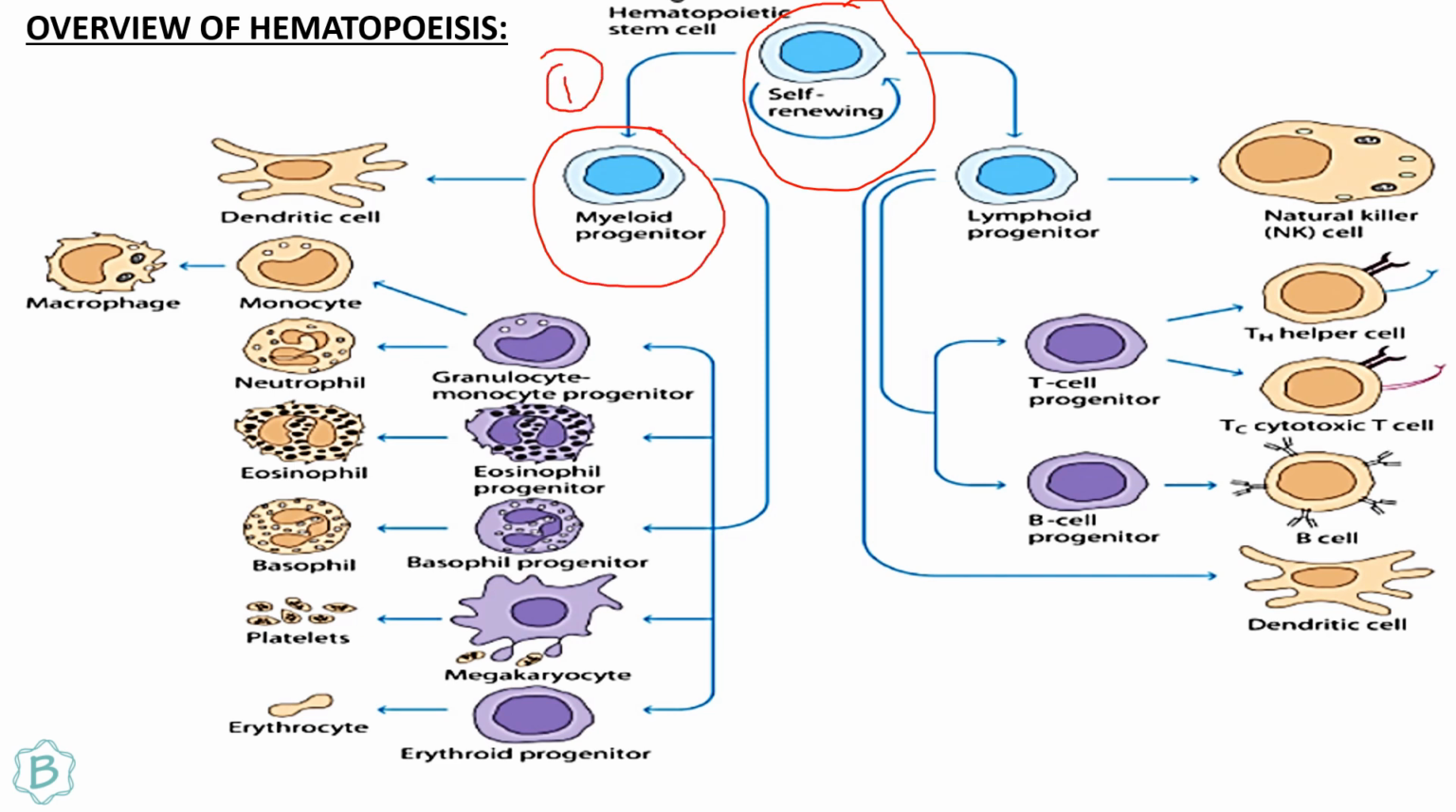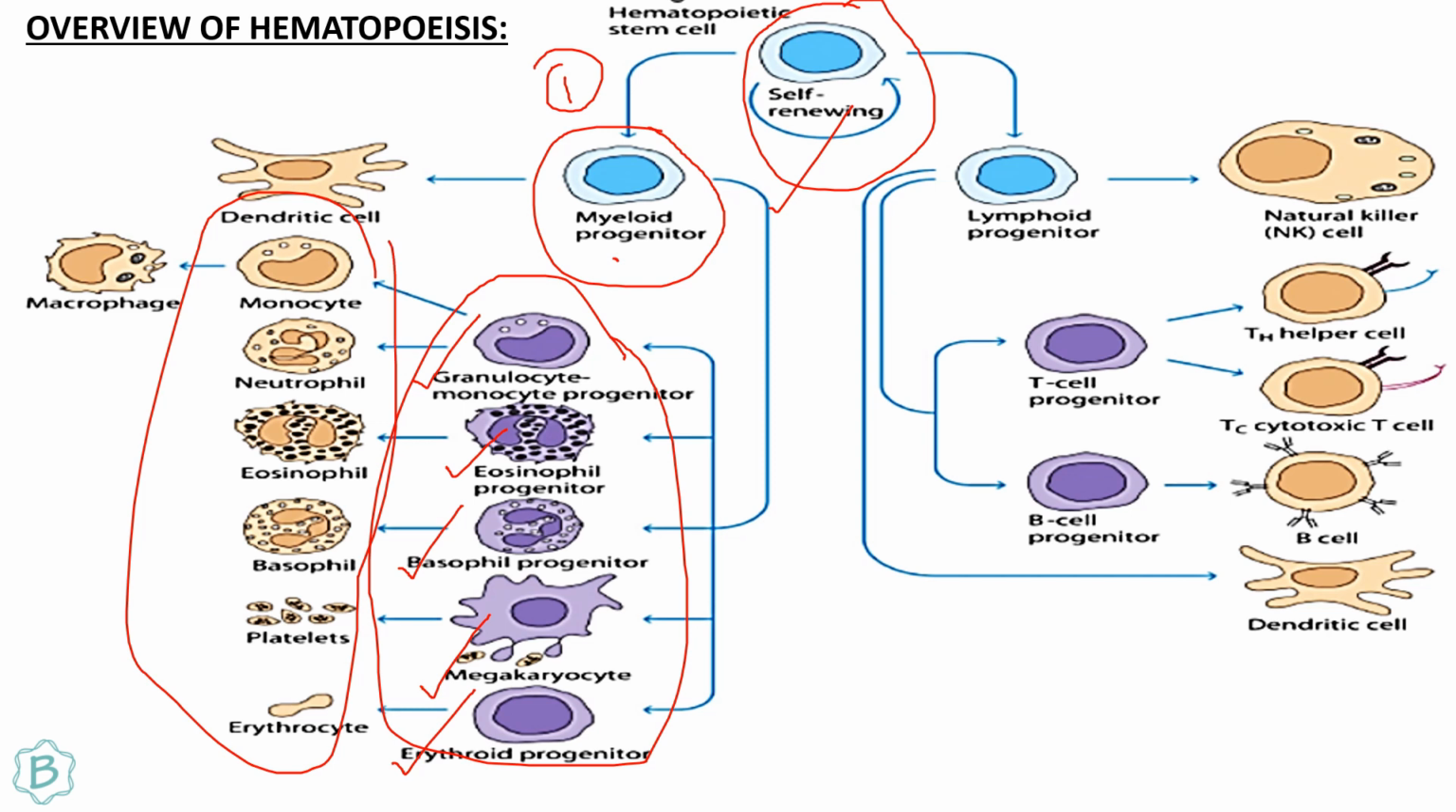Let's start with this. So this myeloid progenitor is present in the bone marrow. This will further differentiate into a granulocyte monocyte progenitor, eosinophil progenitor, basophil progenitor, megakaryocyte, and erythroid progenitor. So these purple cells you see are all present in the bone marrow along with your progenitors and your hematopoietic stem cells. Now these progenitors will differentiate one last time into more cells.